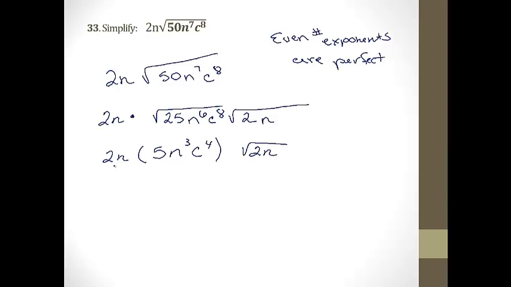They're just hanging out. And now we're going to multiply 2n times this. So 2n times this makes 10n to the 4th because we add the exponents when we multiply. c to the 4th times the square root of 2n. Those are the not perfects. They just come down. And there we go. We're done.